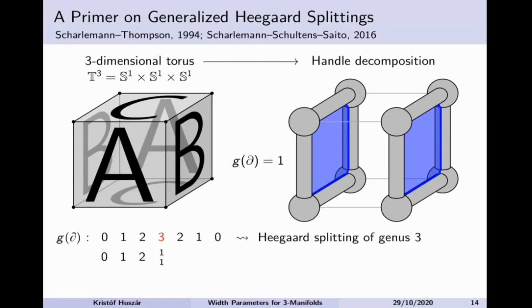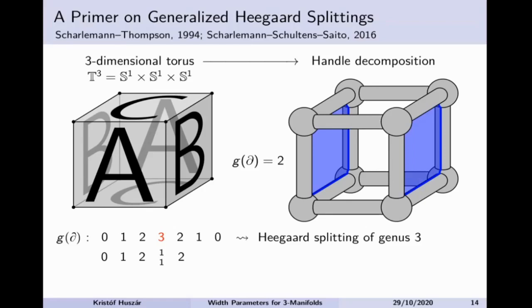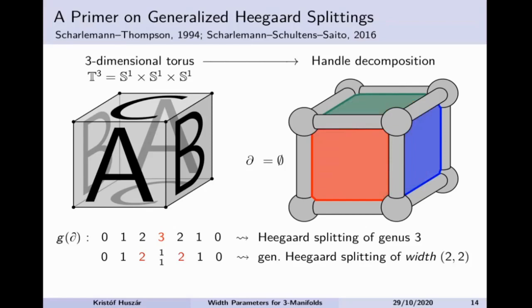And here I record this with two ones, because at this point, if you look at the picture for some time, you can realize that inside this object we have two torus boundary components, which we now connect with a tube, so we get a single boundary component of genus 2. But again, now we can also glue in a two-handle, another two-handle, and finally fill in the void. And what we say is that this way we obtain a generalized Heegaard splitting of width 2, 2, which corresponds to the two local maxima highlighted in red color.